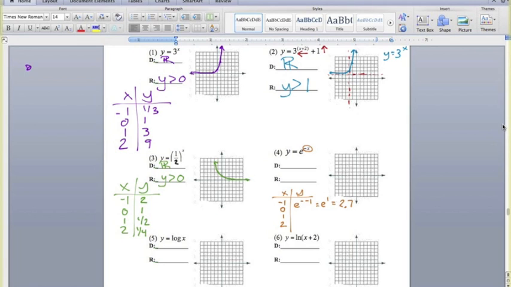When we plug in 0, anything to the 0 power is just going to be 1. When we plug in a 1, because there's already a negative in the equation, this is really e to the -1, which is about 0.4. And then when we plug in a 2, the calculator will want to do e to the -2, which is about 0.1.